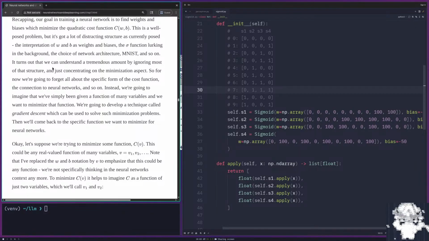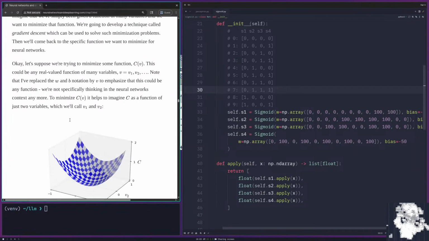So for now, we're going to forget all about the specific form of the cost function, the connection to neural networks, and so on. Instead, we're going to imagine that we've simply been given a function of many variables and we want to minimize that function. We're going to develop a technique called gradient descent, which can be used to solve such minimization problems. Then we'll come back to the specific function we want to minimize for neural networks.